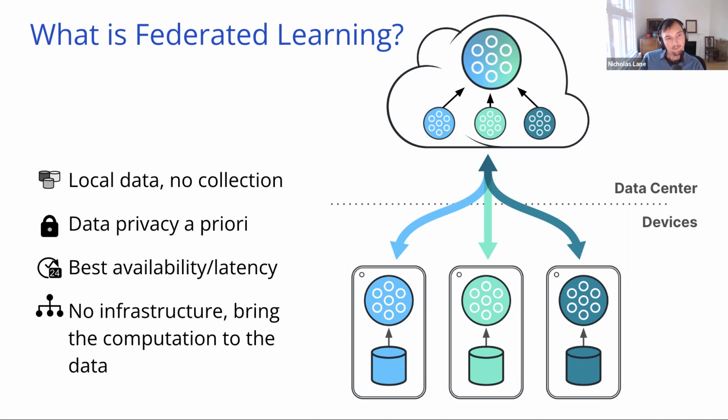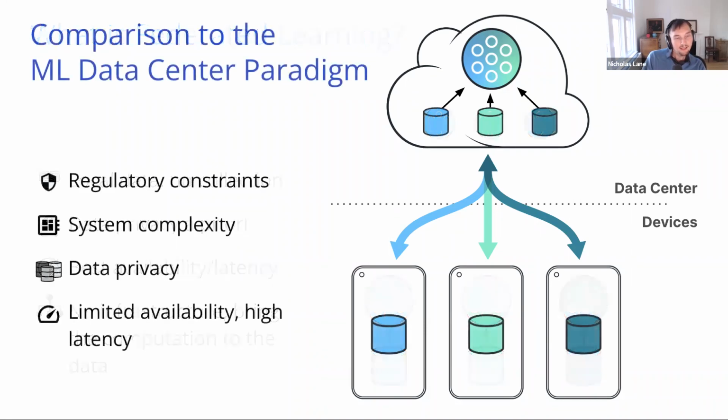And if we compare this style of learning to that of the data center version, you can see the major difference being that in a machine learning data center style of learning, the data needs to migrate from the clients to a central place where conventional centralized training can occur. And so that's a very quick primer on what federated learning is.